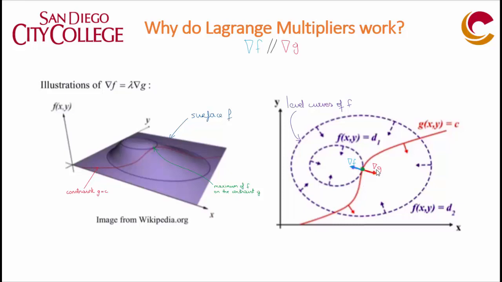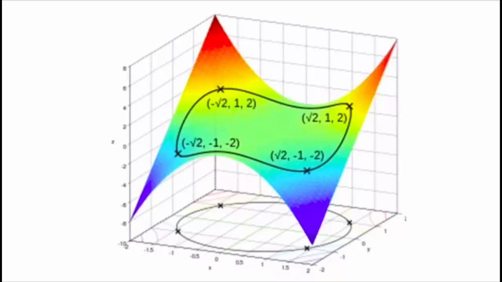Since both these gradients are perpendicular to the same level curve, we say that the gradient of f is parallel with the gradient of g. This means that the gradients are proportional to a constant. And that constant is lambda, the Greek letter L for Lagrange. Therefore, the gradient of f equals lambda times gradient of g. Let's look at one more example.